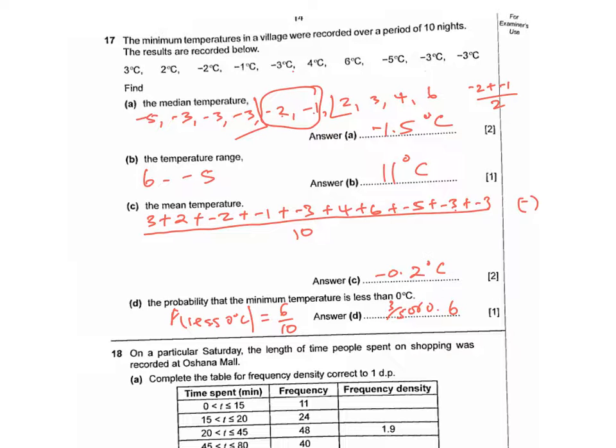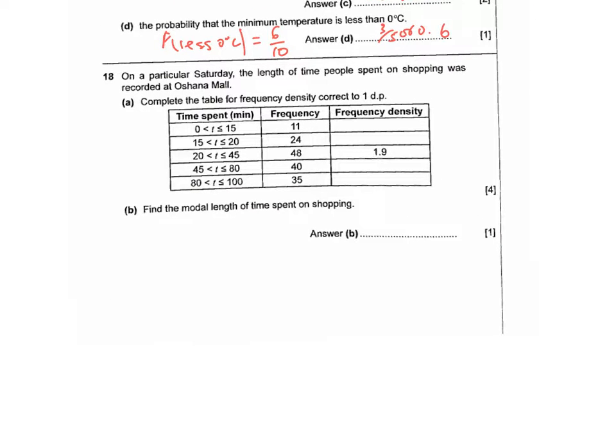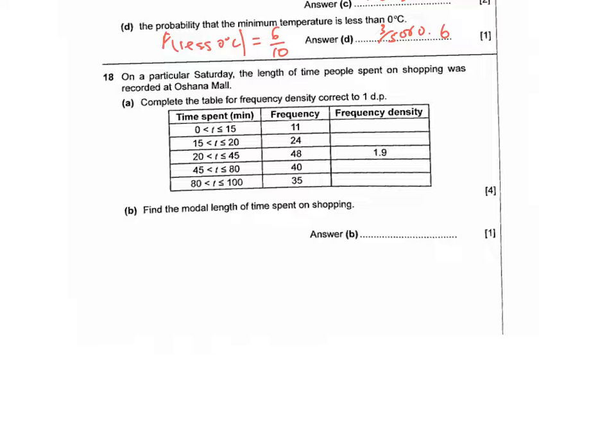Then we go to question 18. On a particular Saturday, the length of the time people spent on shopping was recorded at Oshana Mall, that is in Angudiva. Complete the table for frequency density correct to 1 decimal place. How do we get frequency density? Frequency density is the frequency divided by the class width.